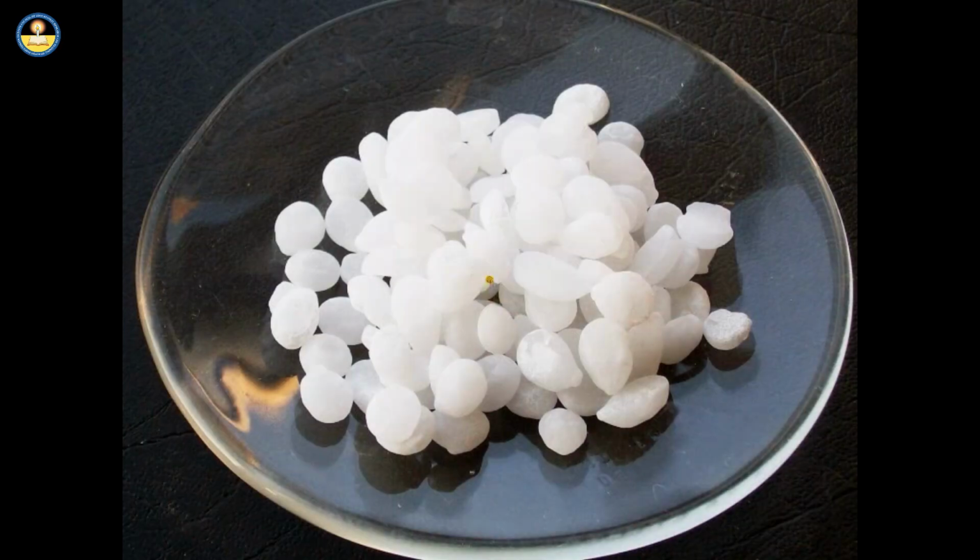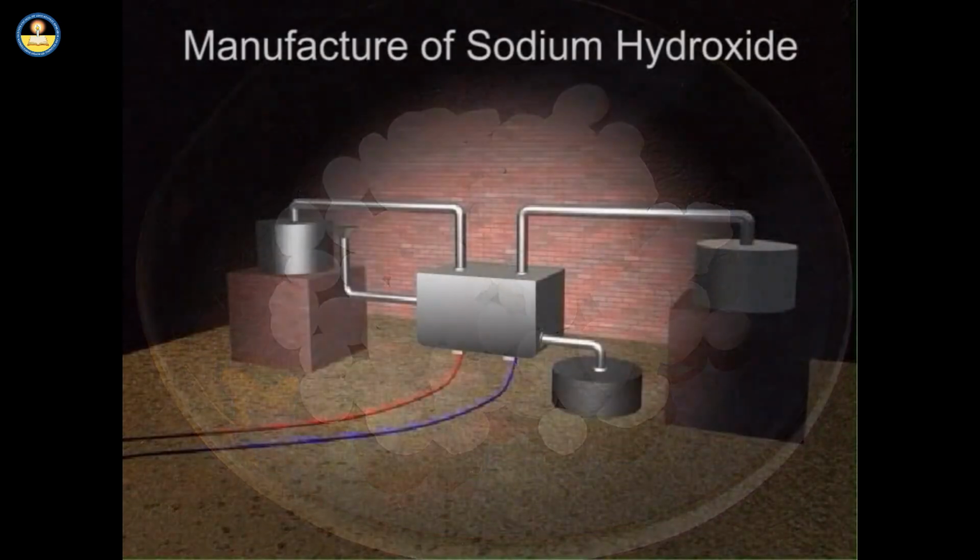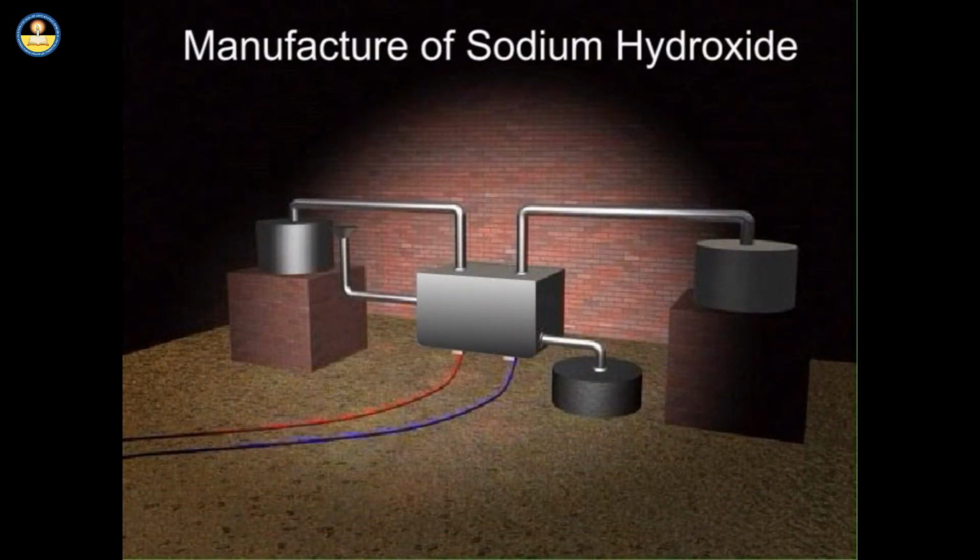Caustic soda or sodium hydroxide, that is NaOH. Sodium hydroxide, commercially known as caustic soda, is a very strong base. Let us learn about manufacturing of sodium hydroxide.